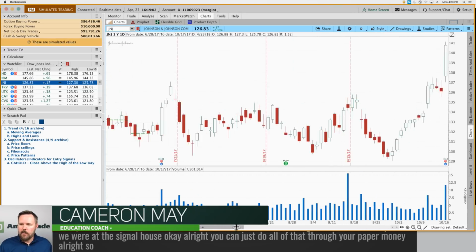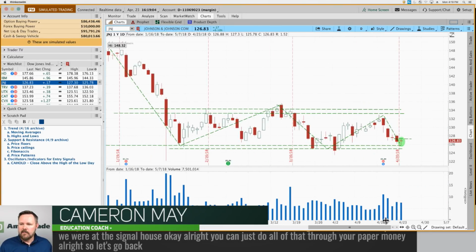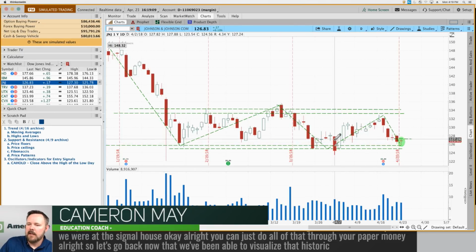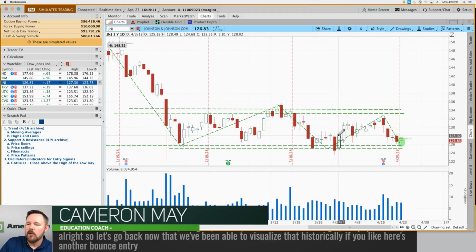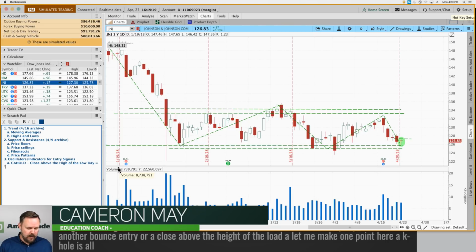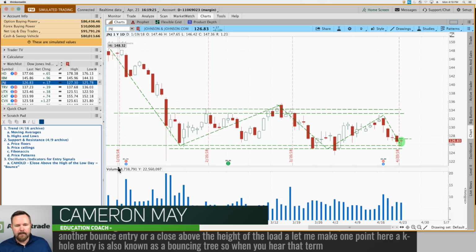All right, so let's go back. Now that we've been able to visualize that historically, and like here's another bounce entry or a close above the high of the low day, let me make one point here. A K-hold entry is also known as a bounce entry. So when you hear that term, let me come up here.